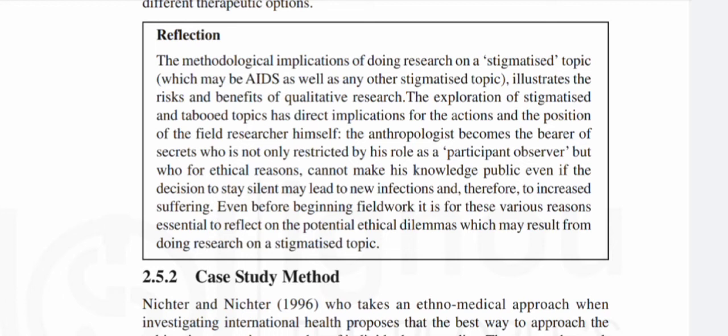Even before beginning fieldwork, it is for these various reasons essential to reflect on the potential ethical dilemmas which may result from doing research on a stigmatized topic.